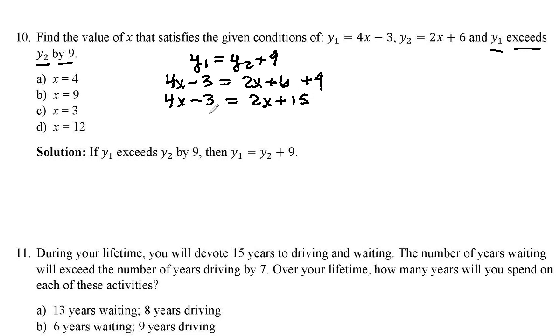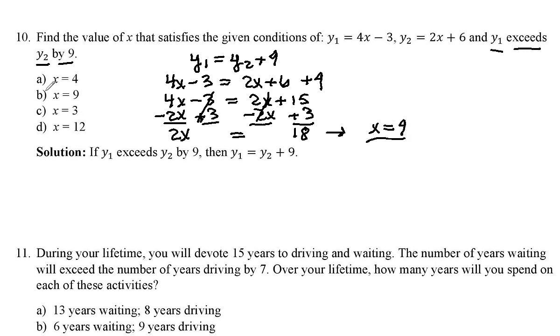Now we want x's on the left, numbers on the right. So let's subtract 2x on both sides. And then let's see, add 3 to both sides to undo that subtraction. So these guys cancel. 4x minus 2x is 2x is equal to 15 plus 3 is 18. So that's going to tell us then, dividing by 2, that x equals 9, which is choice B.